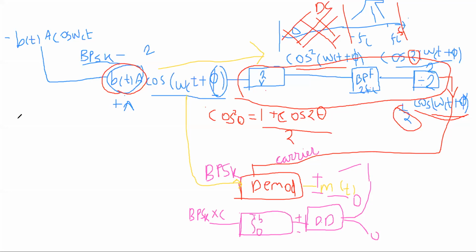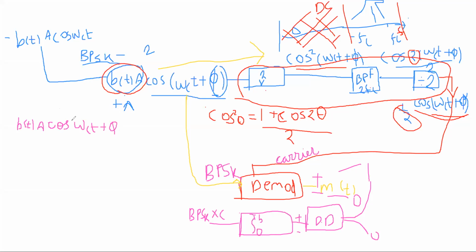Okay, what is there? We have to multiply the BPSK signal. And what is your input BPSK signal? Input BPSK signal is b of t A cos of omega ct plus phi. This is your input BPSK signal, and you have to multiply it first with the carrier.